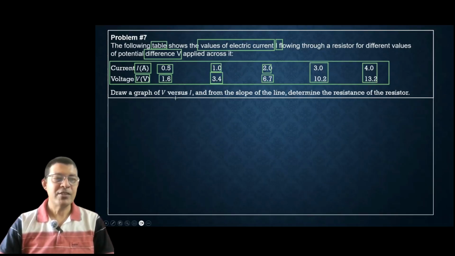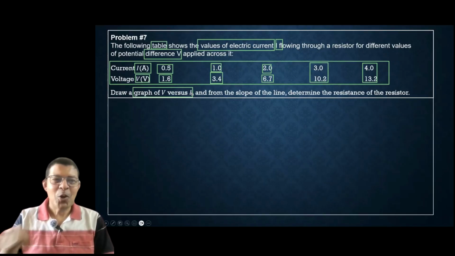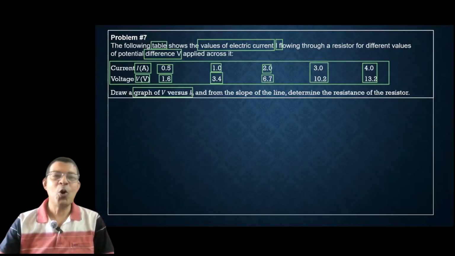What have we been asked? We are asked to draw a graph of voltage versus current. This you do as homework. The graph of voltage versus current is a straight line graph, that we are all clear about. You can take graph paper and draw the graph at home. It's going to be a straight line. And the next question is about the resistance of the resistor.